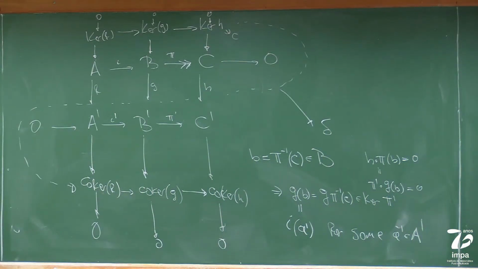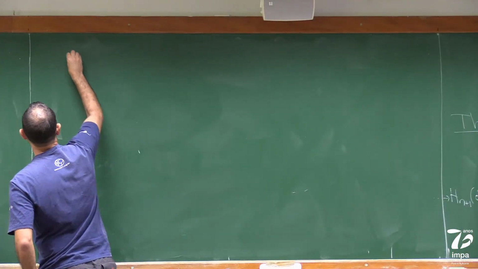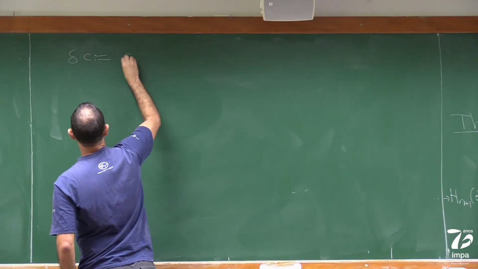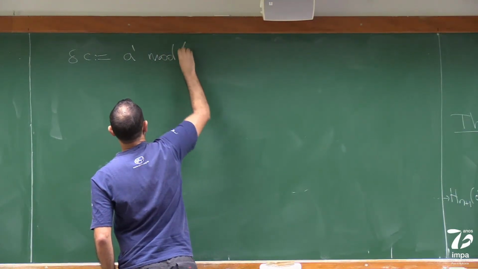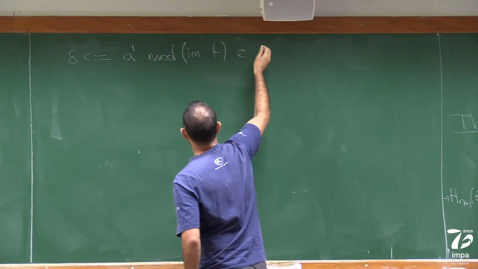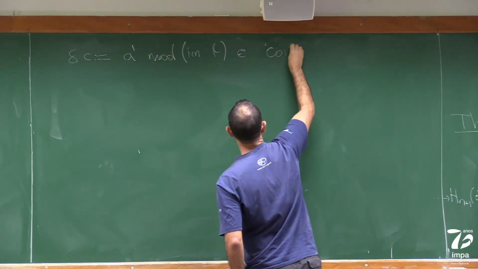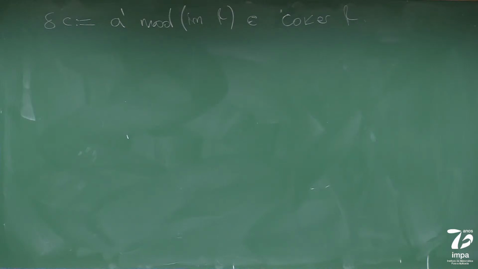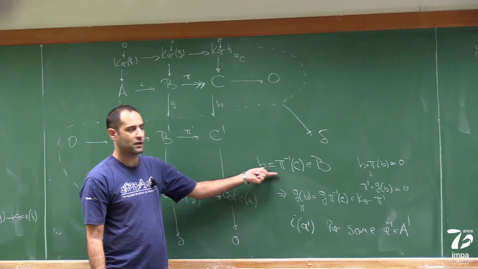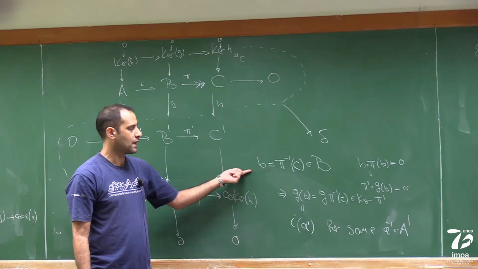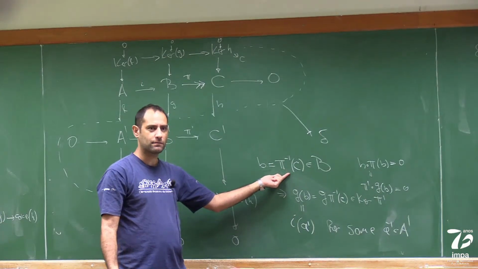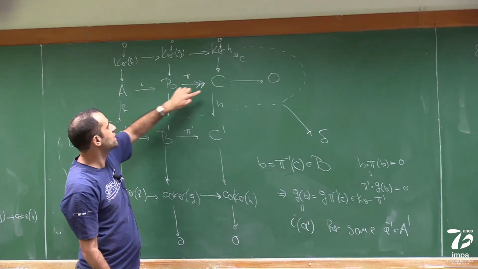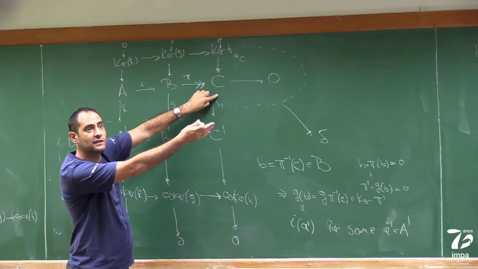So let's define delta of C to be the class of A prime modulo the image of F, which is by definition an element of the co-kernel of F. Okay, so there are a bunch of mistakes here. I cannot say equal here because this is a set and this is an element. Okay, so choose an element in this set, call it B. So it's an element in the pre-image here of C. And now I need to check that whatever I got as a result didn't depend on that choice.